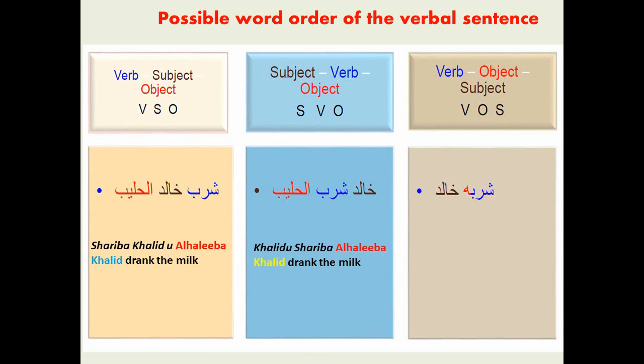Number 2, we have subject, verb, object. خالد شرب الحليب. Khalid drank the milk. You can notice that in English the order is the same. We start with the subject, but in Arabic, it is possible to change this order. Number 3, شربه خالد. Khalid drank it. All right.